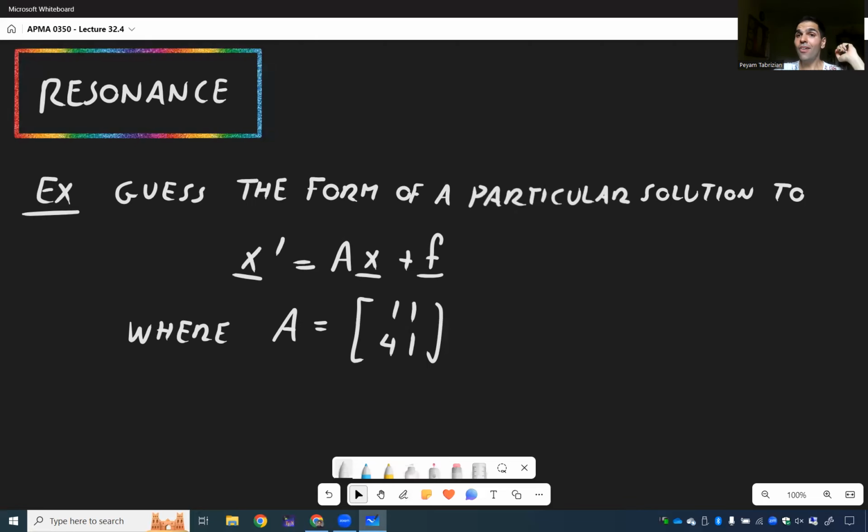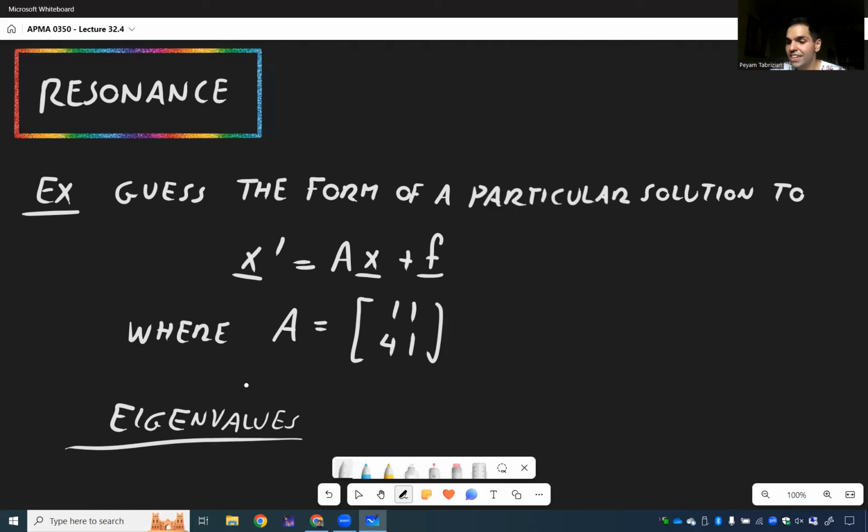All right, now let's see what happens when you have resonance in undetermined coefficients. So let's now guess the form of a particular solution to x prime equals Ax plus f, where A is the matrix [1, 1; 4, 1], which is the same matrix as the previous video. And once again, before I even tell you anything, find the eigenvalues, because here they're important.